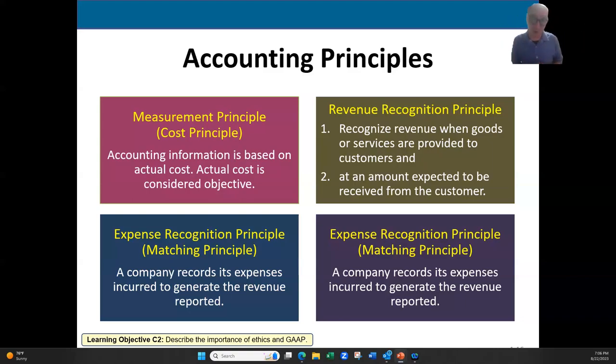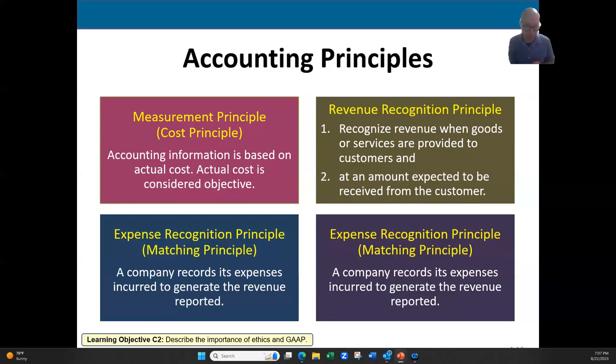So that's the cost principle in a very general sense. We'll talk more about that as time goes on. The next one I want to talk about is the revenue recognition principle.